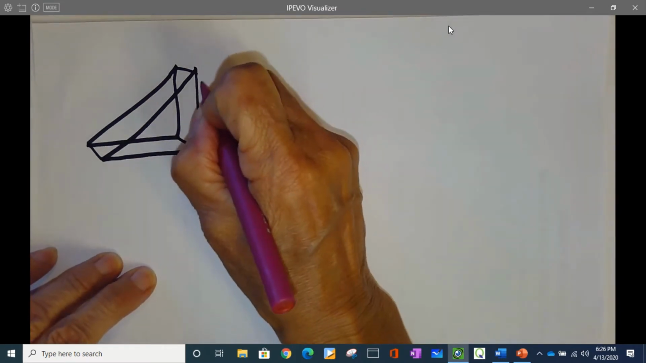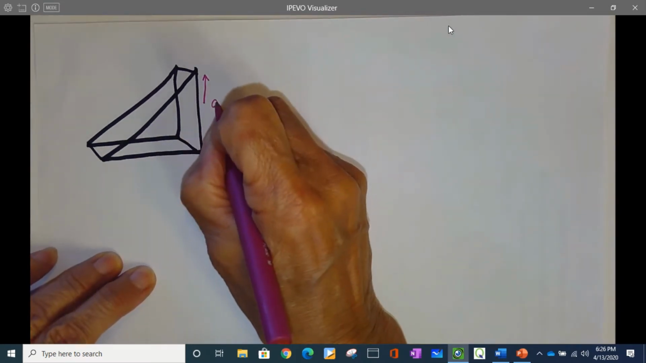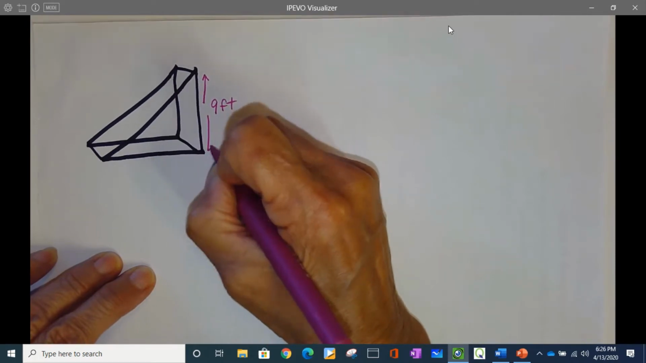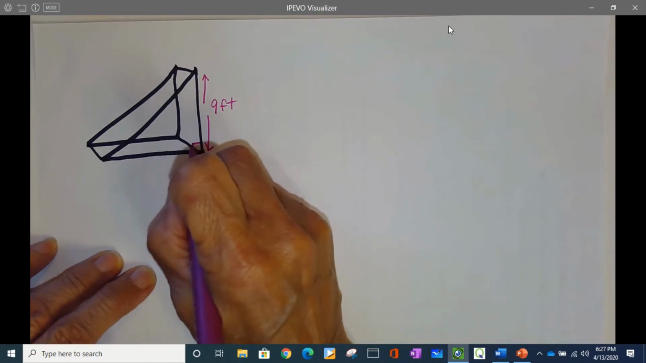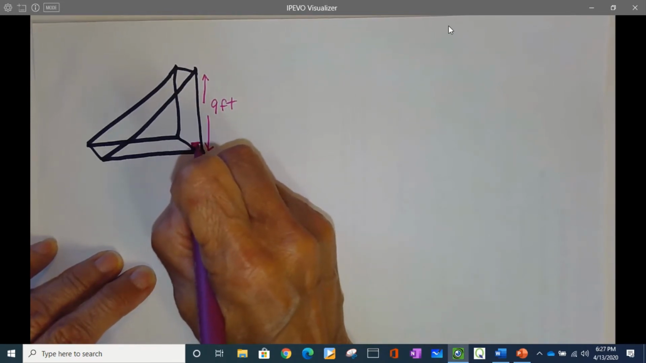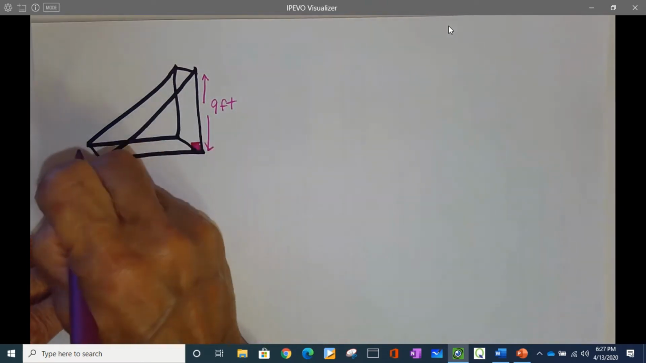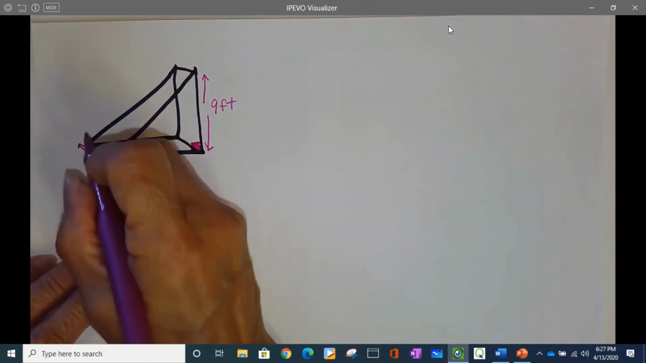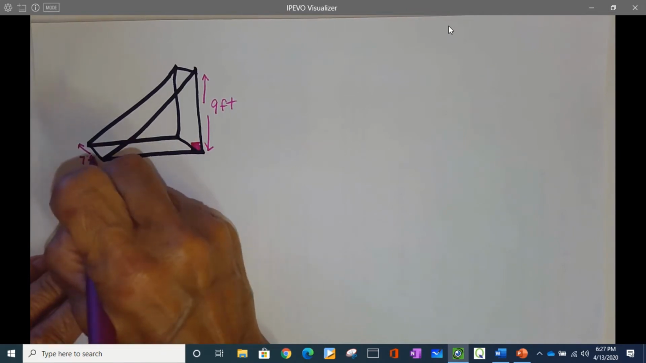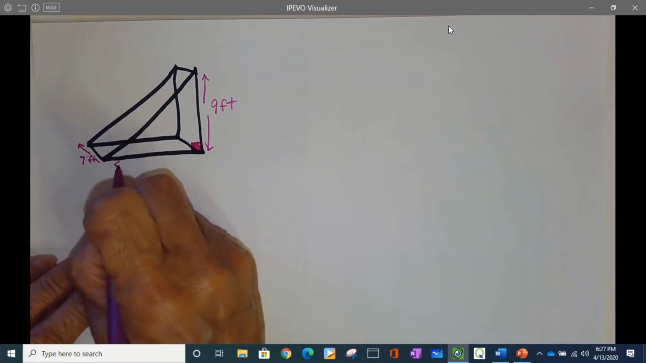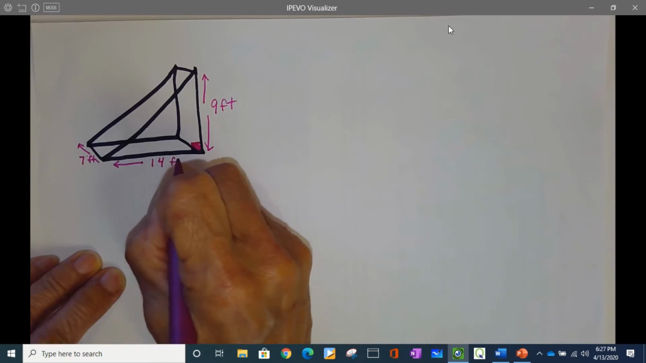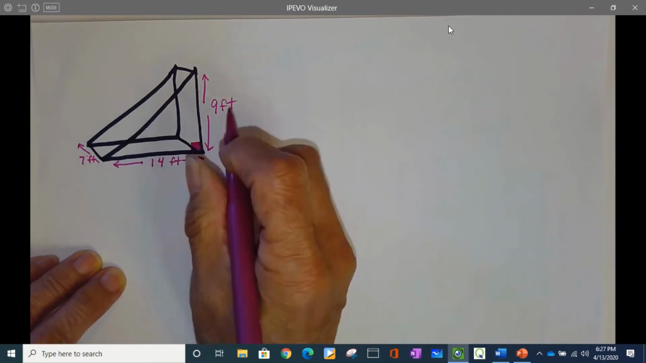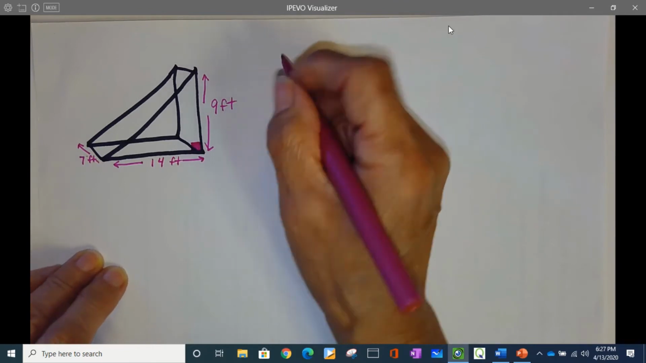Okay, so I'm going to go ahead and label all of my information here. I have 9 feet. And I'm going to make this my right angle, because the right angle again is a 90-degree angle. And then this is going to be 7 feet. And then right here, I'm going to make this 14 feet. So when you look at this, this is a volume of a triangular prism.